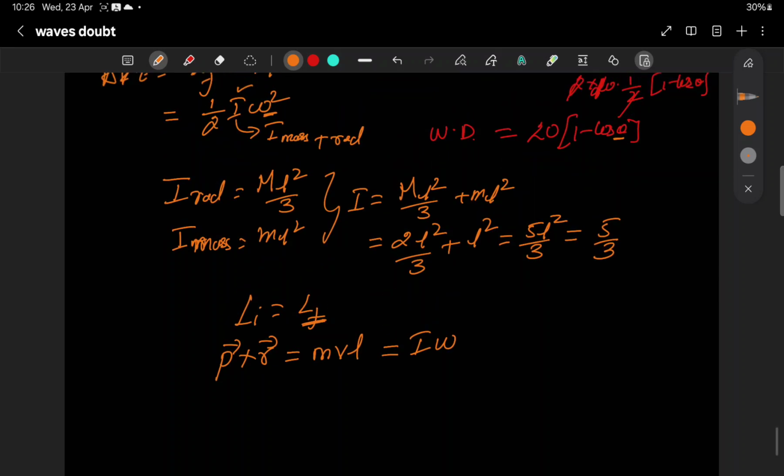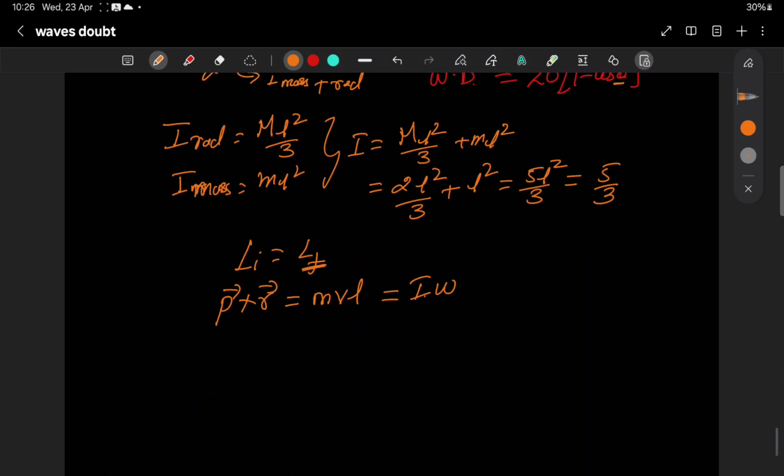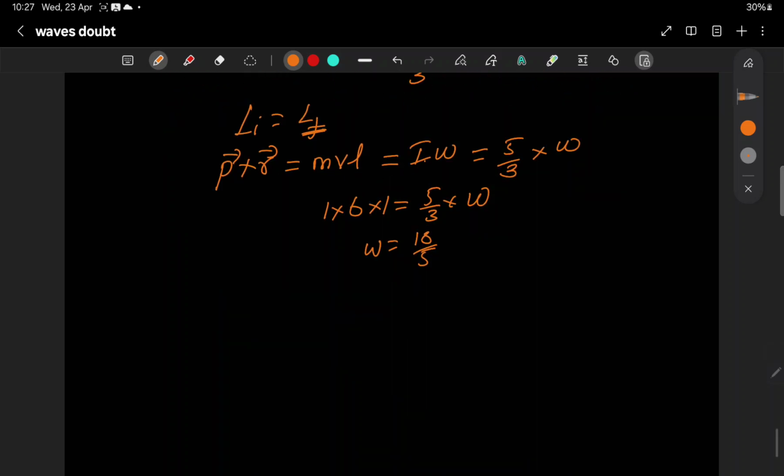Actually, I think we could have kept it as it was, and this I would also have cancelled. So we found everything. Okay, that's fine, we can do it. So I is 5/3 into omega, which we do not know, correct? So mass into V into L. Mass is how much? Mass is 1 kilogram, velocity is 6, length is 1. It is nothing but 5/3 into omega. So omega will be equal to what? 6 threes are 18, so 18/5.